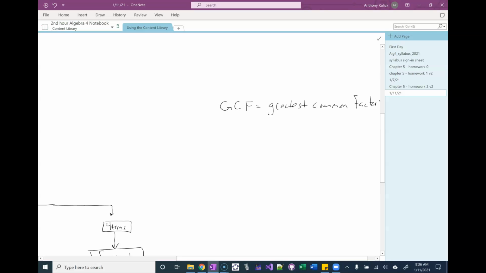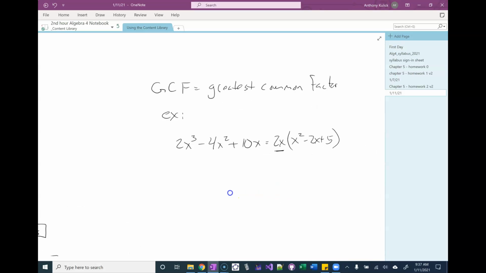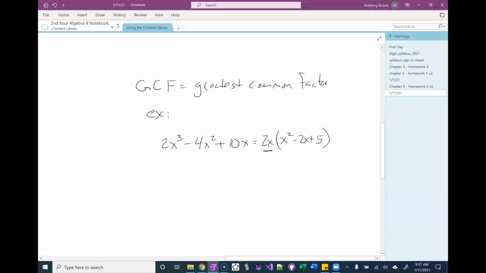So GCF was, again, greatest common factor. If we have something like 2x to the third minus 4x squared plus 10x, you'd notice there's a 2x in common with everything. So you could factor that 2x off, and this 2x would be, in this case, the greatest common factor. Everybody's okay with that idea?